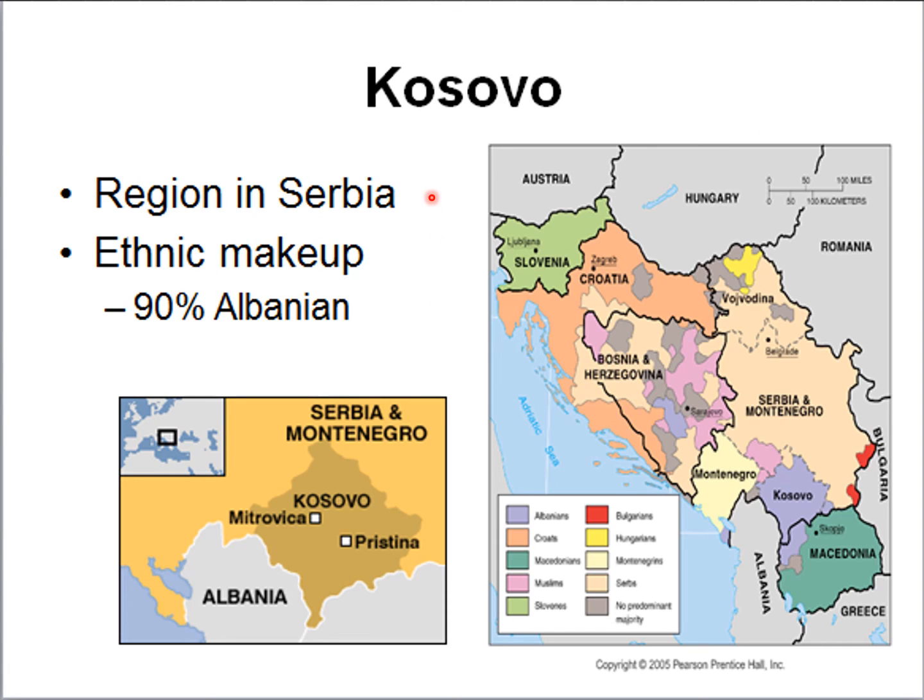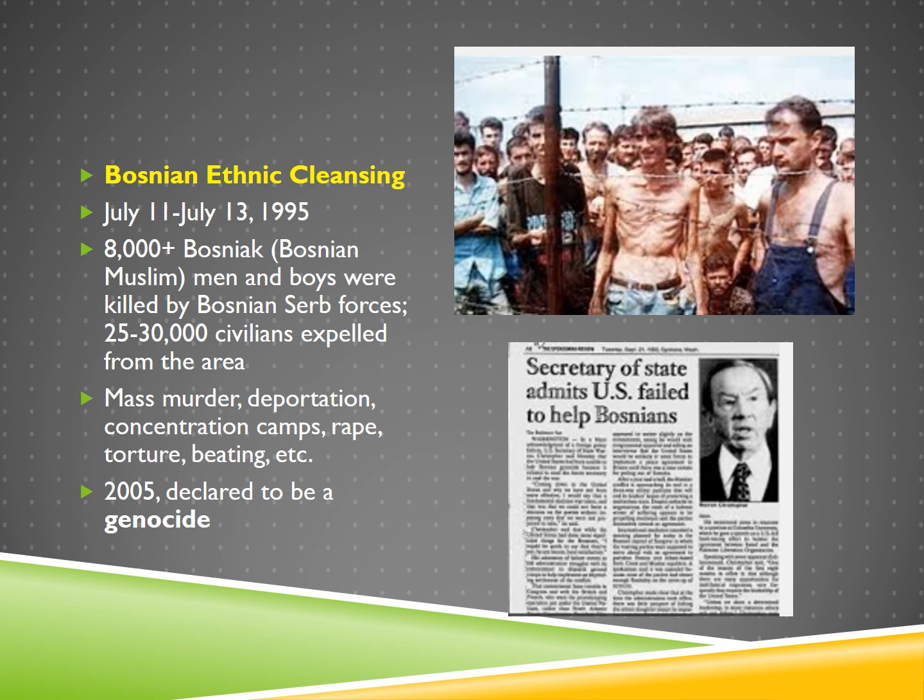Kosovo is a region in Serbia. Ethnic makeup is 90% Albanian. July 11th through July 13th, 1995, 8,000 Bosnian Muslim men and boys were killed by Bosnian Serb forces. 25 to 30,000 civilians were expelled from the area. Mass murder, deportation, concentration camps, rape, torture, beatings, etc. In 2005, it was declared to be a genocide.